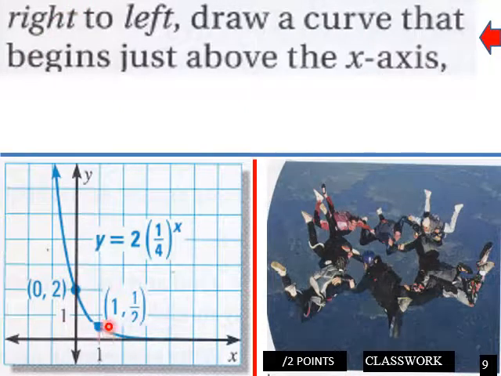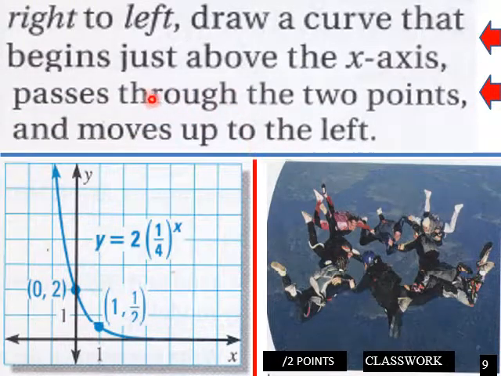So here are 2 points here. Right to left, draw a curve that begins just above the x-axis. This would be a way to generalize the curve. The more accurate way of doing it on a graphing calculator is to make a table. But this is the general shape. You have 2 points here, and the rest of it you can just sketch in.